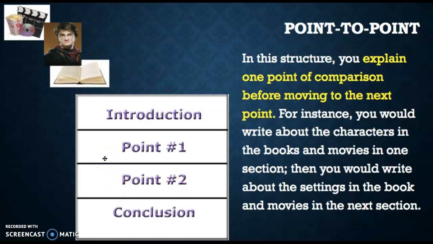So if your focus of the comparison is about the characters, then you're going to take this point underneath your intro, those paragraphs, or that one paragraph depending, and just talk about the characters in both the book and the movie. And then your second point will not touch on the characters at all. It'll go to something else, such as the setting, and you're going to talk about how the setting compares in both the book and the movie, and then you just bring it all together in the conclusion.